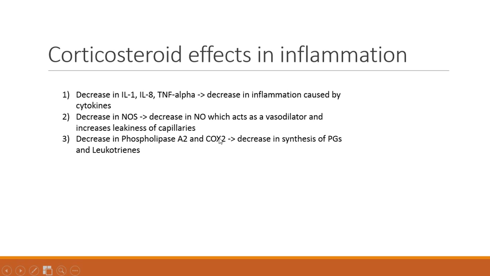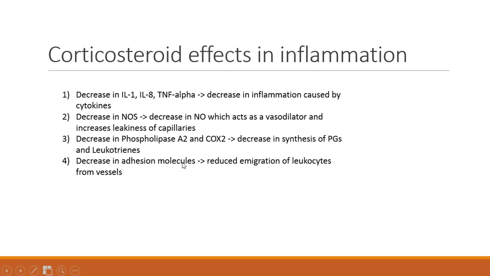Third, we will get a decrease in phospholipase A2, which leads to production of arachidonic acid, and COX-2, which is an inducible enzyme which is induced by pro-inflammatory cytokines such as these here mentioned above. By decreasing these two enzymes here, we will get a decrease in the synthesis of prostaglandins and leukotrienes, which are pro-inflammatory.